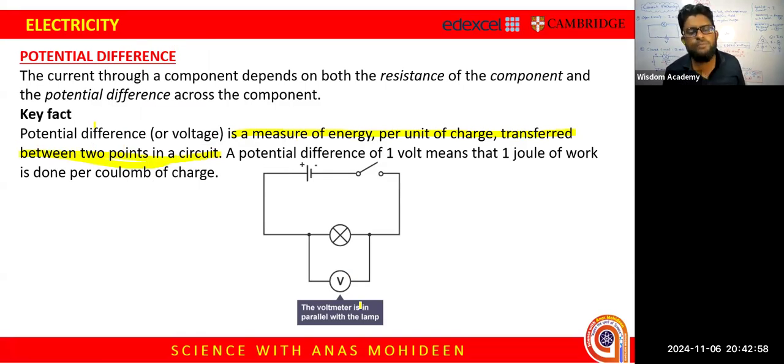transferred between 2 points in a circuit. So these 2 points, we take it as the plus and minus, positive terminal and negative terminal. Transferred between 2 points in a circuit.